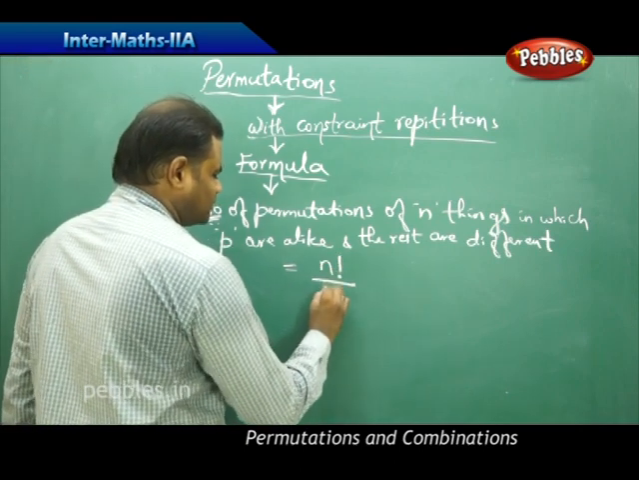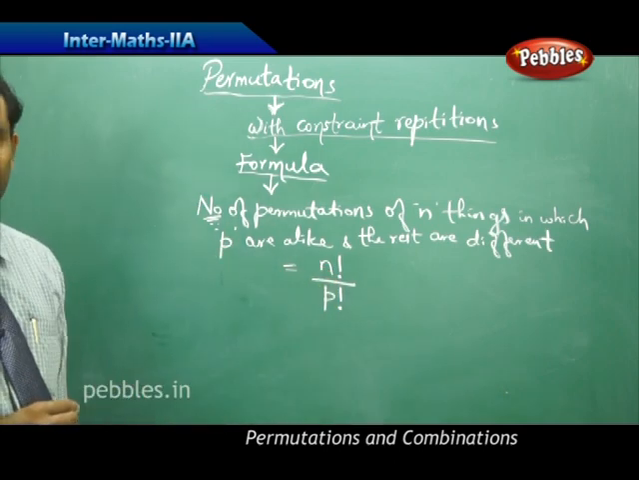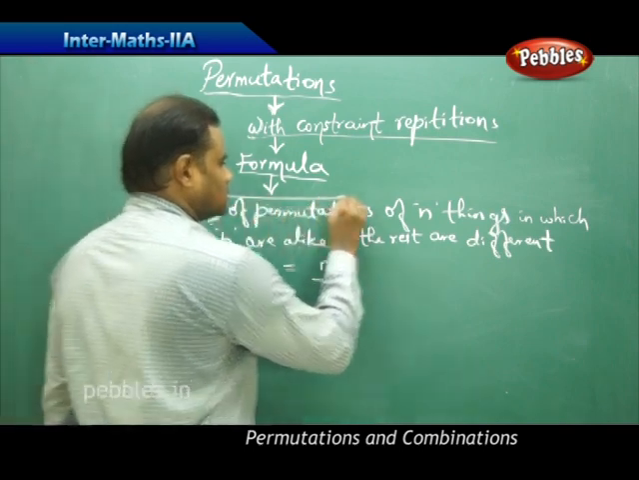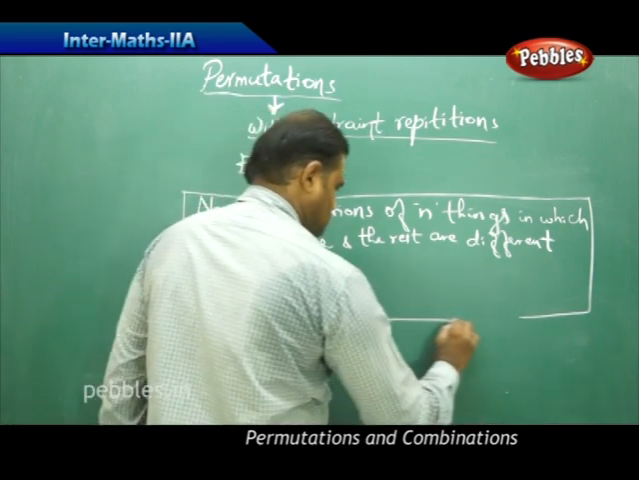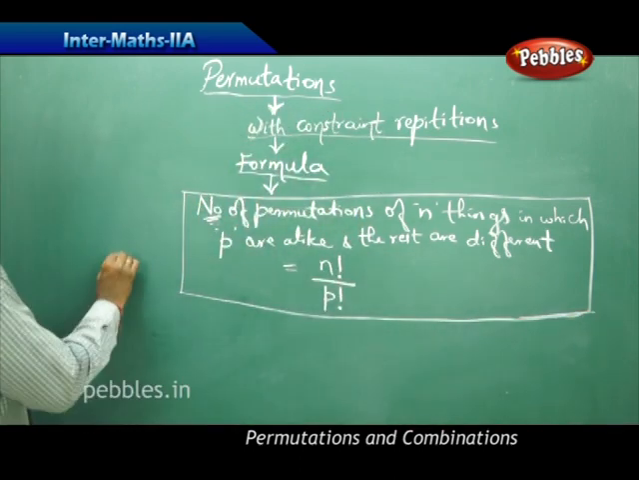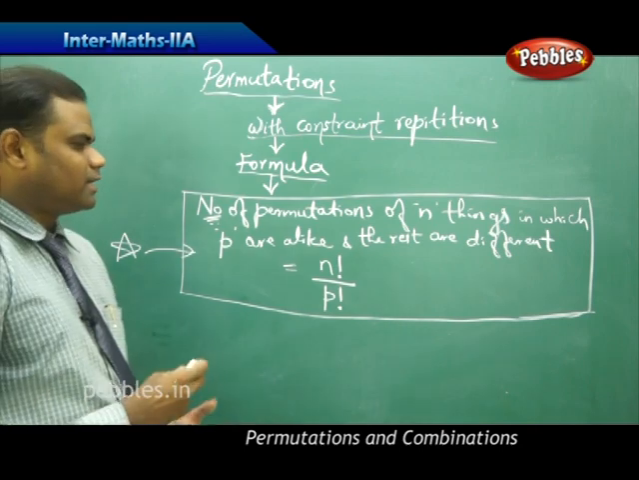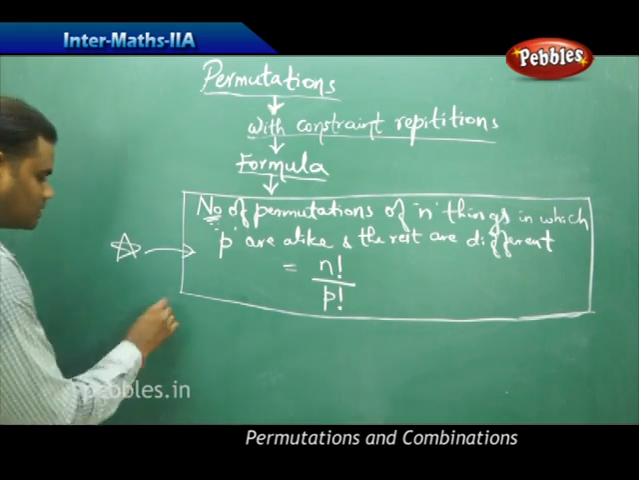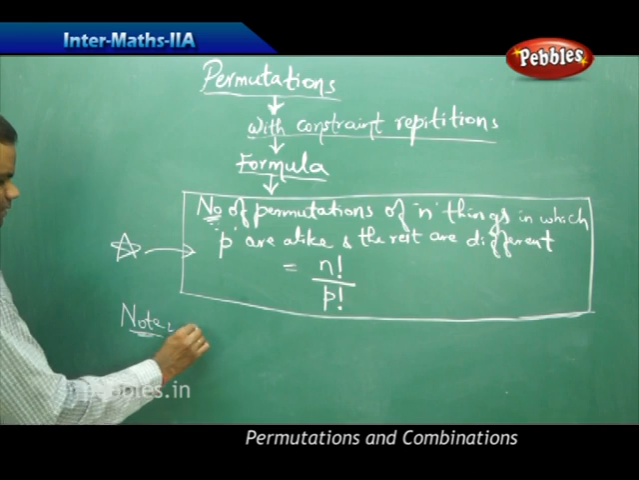n factorial by p factorial. That is, all the like factorials are taken in the denominator. Therefore, this reduces to the formula: the number of permutations of n things in which p are alike and the rest are different is given by this.